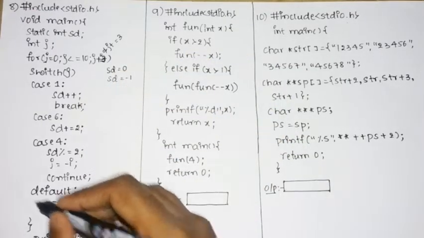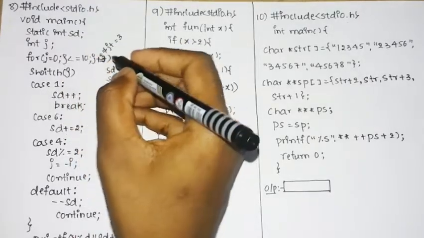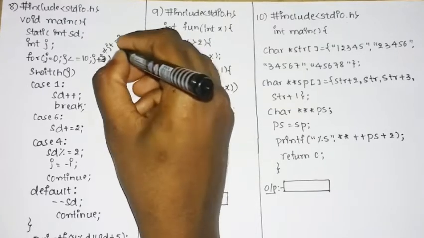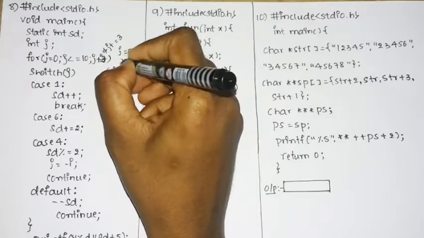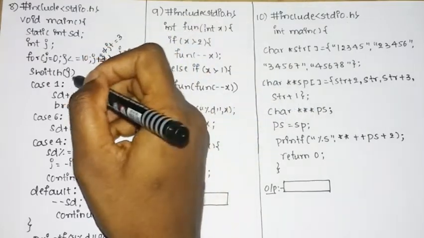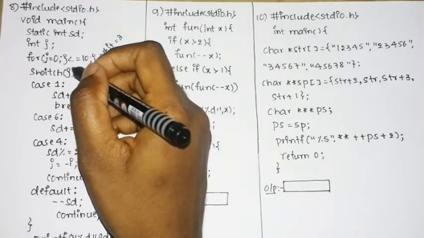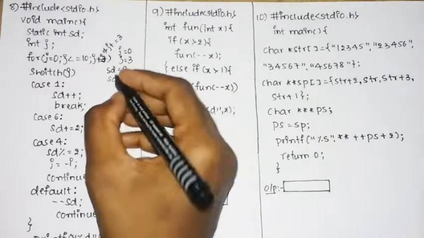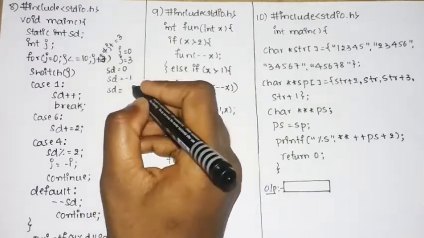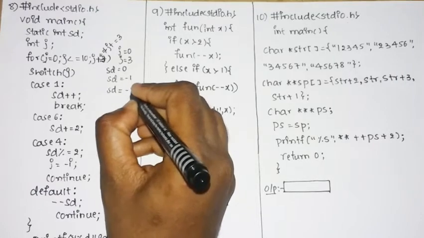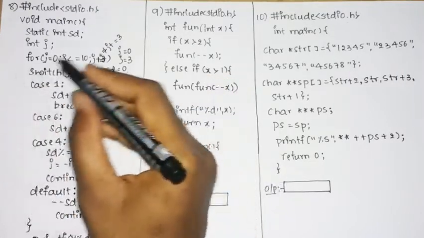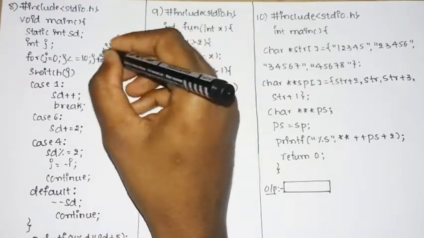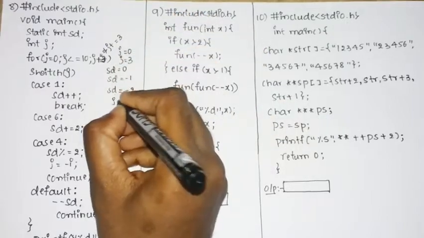So continue. Again it goes to the for loop, where j plus equal to 3. Initially the value of j was 0, now it is incremented by 3, so the value of j becomes 3. Again it goes to the switch case, switch of 3, but there is no case that matches 3. So again default is executed, and st is decremented by 1, so the value becomes minus 2. Again continue, j is incremented by 3, and j becomes 6.